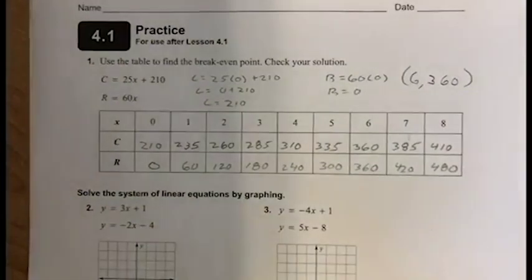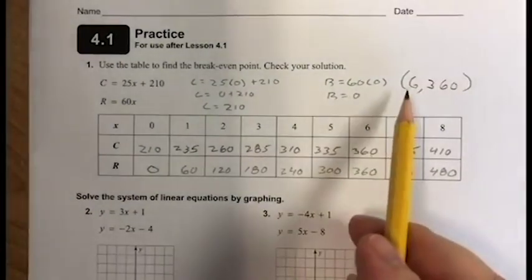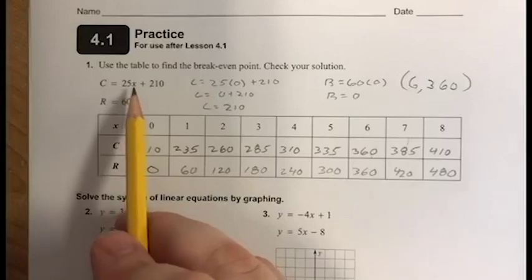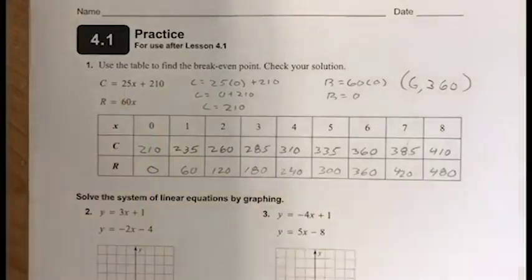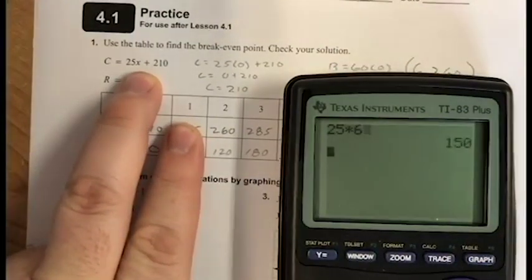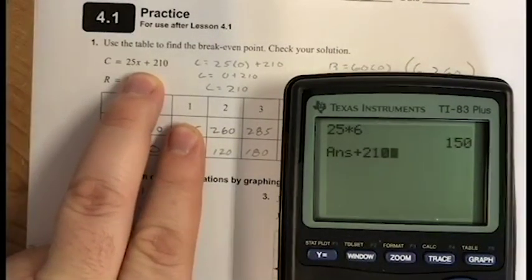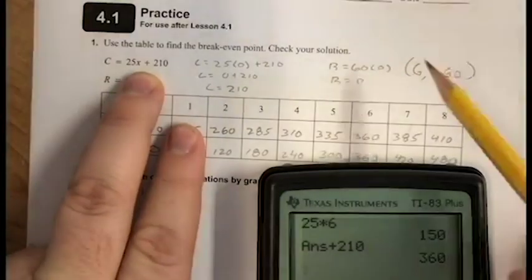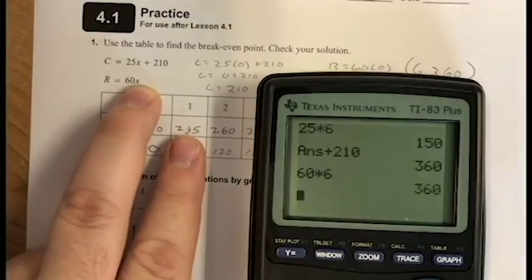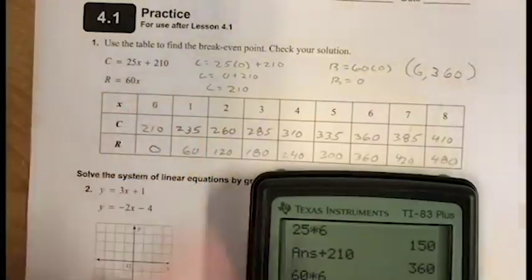And we can prove this by simply plugging this X in the place of here. 25 times X, what's that give me? Let me do a little bit of math on the side. 25 times 6 gives me that, plus 210 gives me 360. Did that check? Yep. Let's try the next one. 60 times 6 gives me 360. Did that check? Yes.